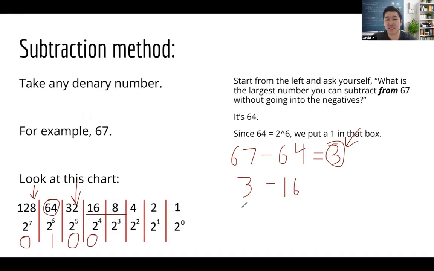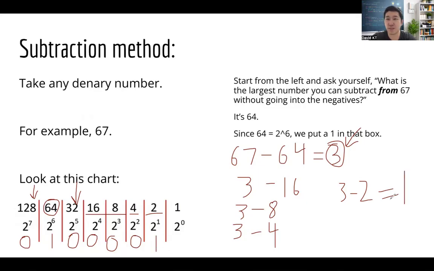Next one after that is 8. 3 minus 8. Does that go into the negatives? Again, yes. So 0. Next, 3 minus 4 for this one. Does that go into the negatives? Yes, it does. So again, a 0. Now, the next number is 2. Things get fun. 3 minus 2. Does that go into the negatives? No, it doesn't. So we can put a 1 here.